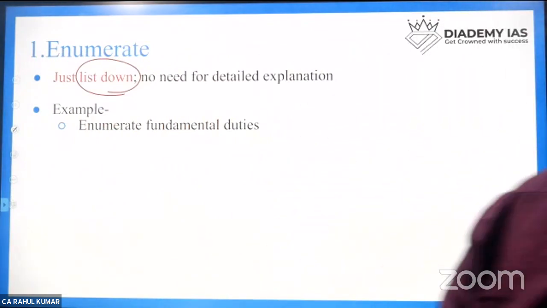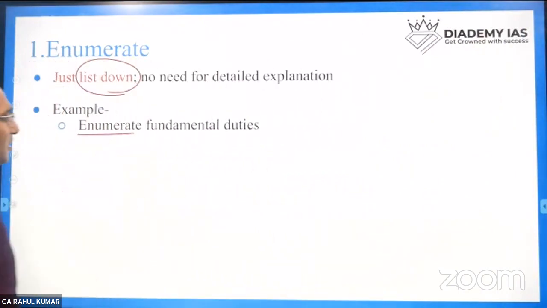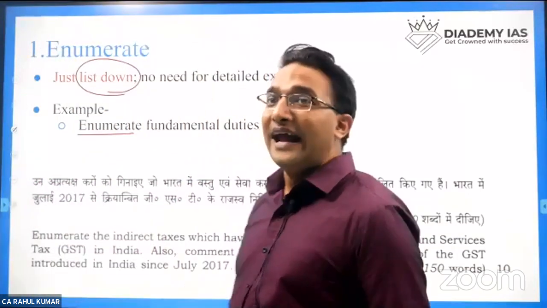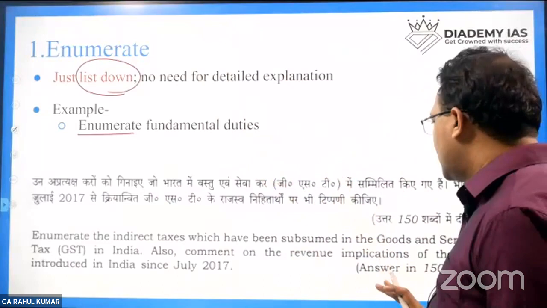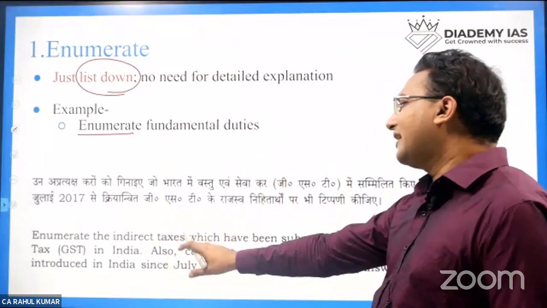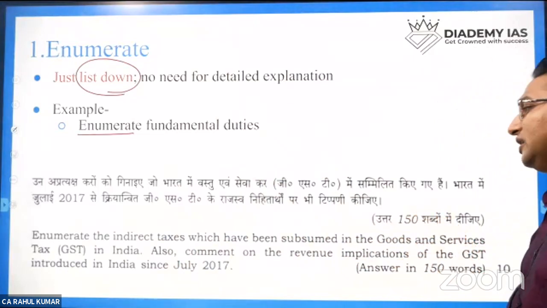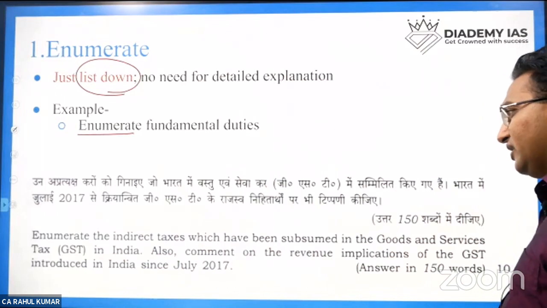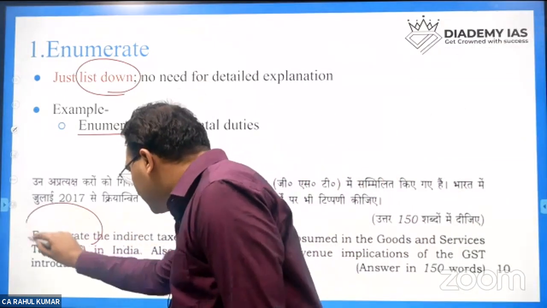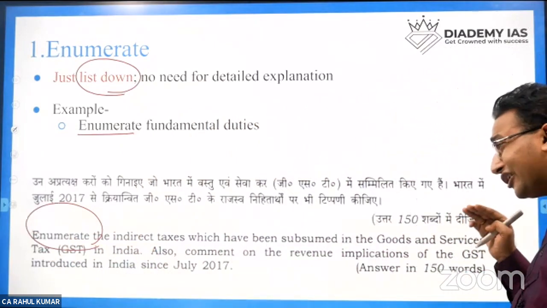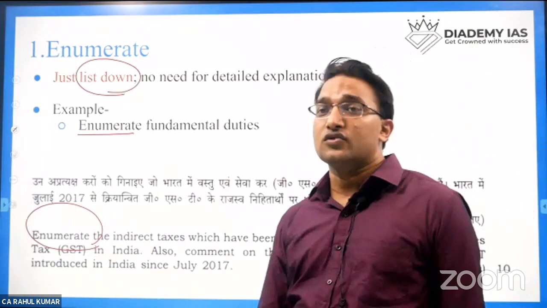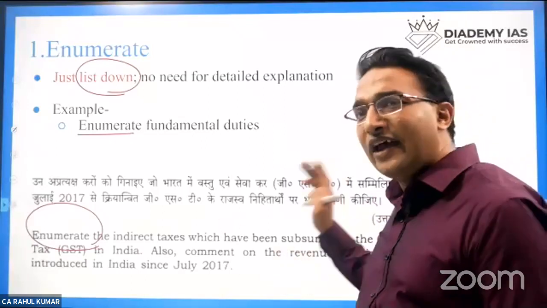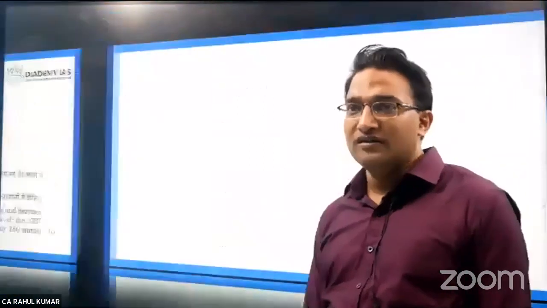And for example, enumerate the fundamental duties. Just list down the fundamental duties. And this is the previous year question. So I will keep giving you the example of the previous year also. So in this previous year question, you can see enumerate the indirect taxes which have been subsumed in the GST in India. Also, comment on the revenue implications of the GST introduced in India since July 2017. So we have to first enumerate the list of indirect taxes which have been included in the GST. Just make a list of these taxes. No discussion of why this is required, what is the importance of GST, nothing. Just enumerate. Okay. So this is the first type of word that you will find.